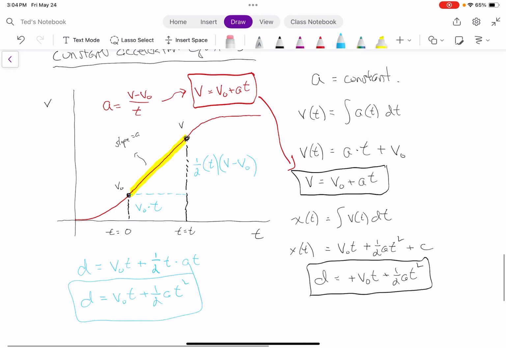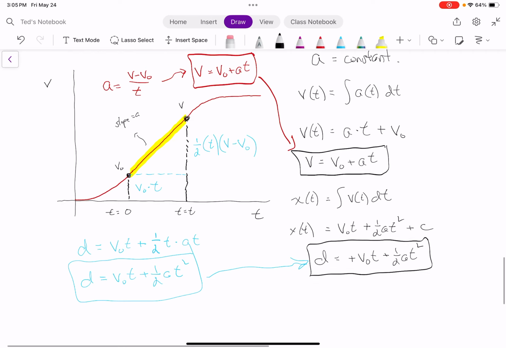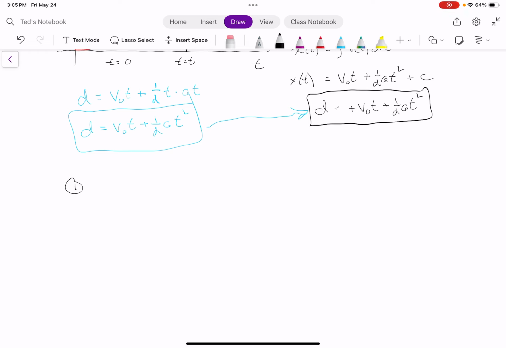So we can do this using calculus to figure out the two constant acceleration equations, or we can do this using a graphical method by looking at the graph to get these two constant acceleration equations. Either way, I'll write these down. Number one, final velocity is equal to initial velocity plus acceleration times time. Equation 2, displacement is equal to initial velocity times time plus 1/2 acceleration times time squared.